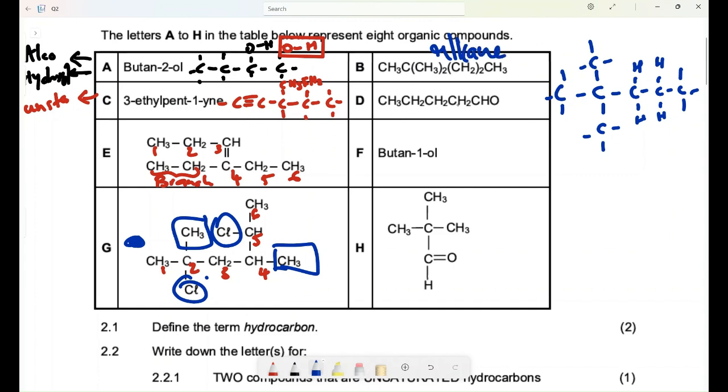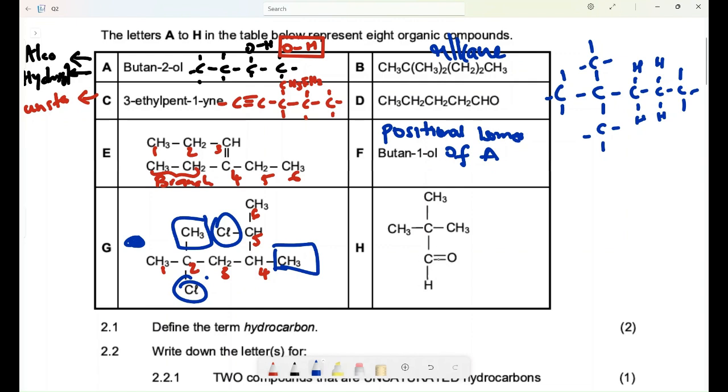CH3, CH2, CH2, CH2, CH2OH. Let me try to draw that. Butan-1-ol. Can you see that this is now an alcohol? But remember I said for butan-2-ol, the positional isomer might be in position 1. So it means this might be the positional isomer of A, because they are all alcohols with a hydroxyl group, but now it is a what? It is butan-1-ol, that one was butan-2-ol. So this is a positional isomer.